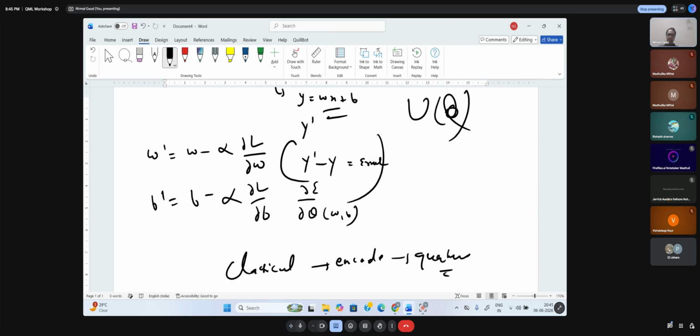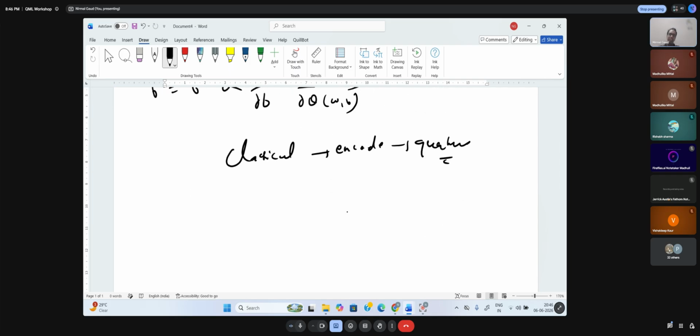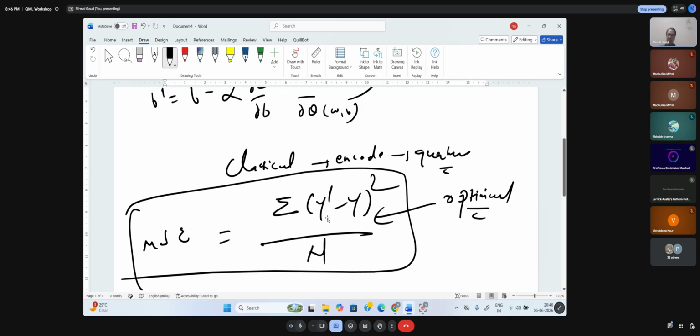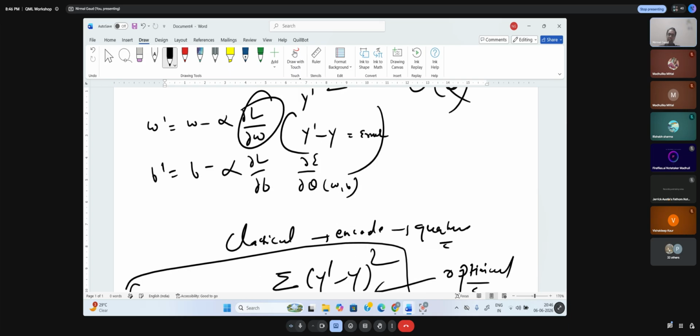We focus on mean square error: (y dash minus y) whole square, summed, and then we take the mean, and we call it MSE, mean square error. We perform the optimization of this error by doing differentiation, partial differentiation. We take the differentiation of this MSE. That's what we call optimization. So in a quantum circuit also we need to do the same kind of optimization.